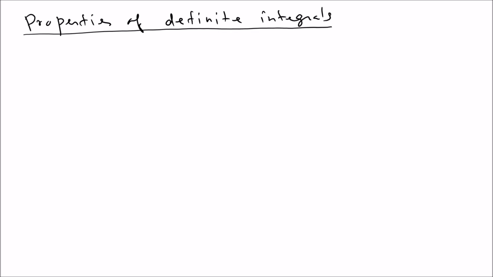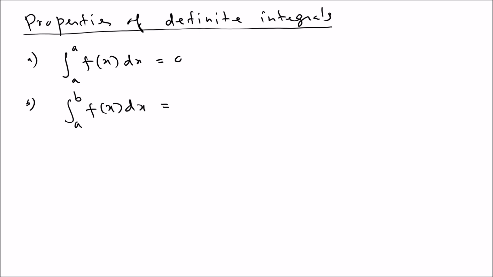So the first property is if we integrate from a to a, this integral has to be 0. The second one is if we have the integral from a to b of f(x) dx, what happens if you switch the numbers? So it is from b to a. So it is simply the negative of that. So these are useful for certain problems.